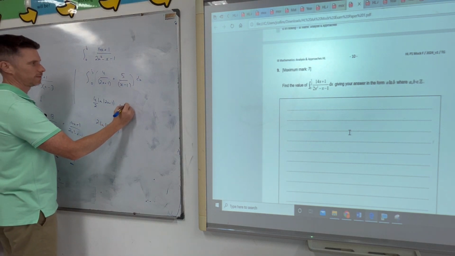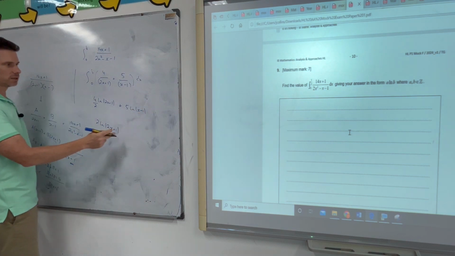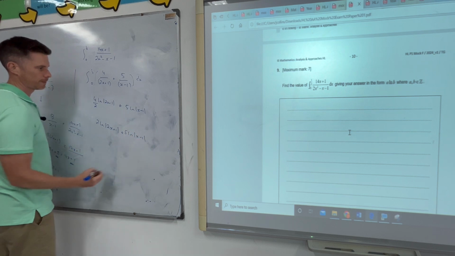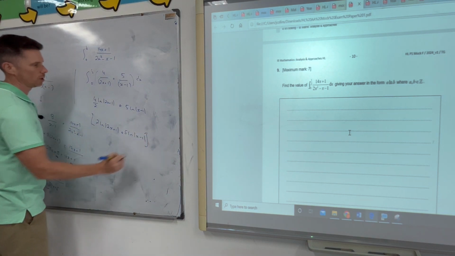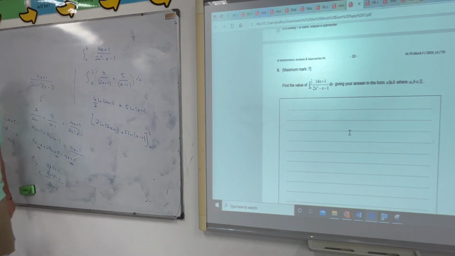Plus 5 ln of x minus 1. Is there any need to rewrite this? No, okay. So do we need a plus c here? No, it's a definite integral because we've got a half and 0 to sub in. So we have a half and 0 still to sub in.